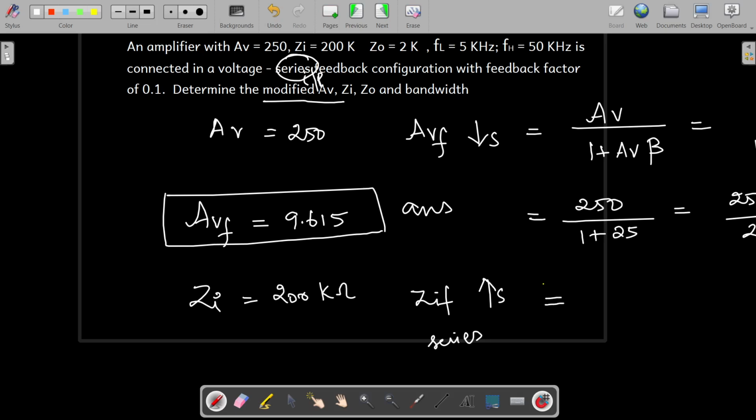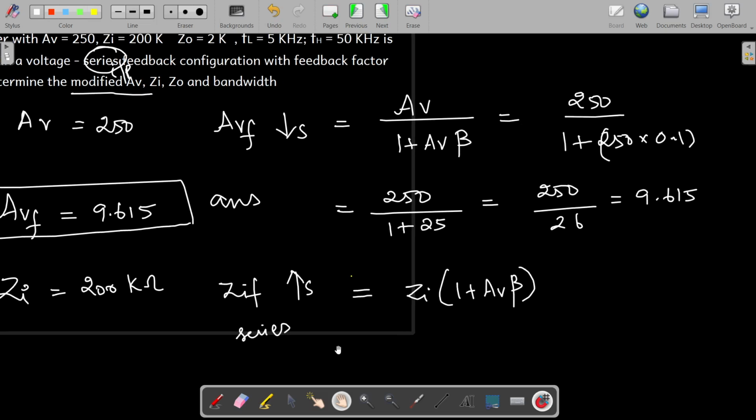So how is it decided? You have to write it as Zi multiplied by 1 plus AV beta. If it is increasing, then as per the concept you just multiply by this factor. If it is decreasing, then divide it by this factor 1 plus AV beta.